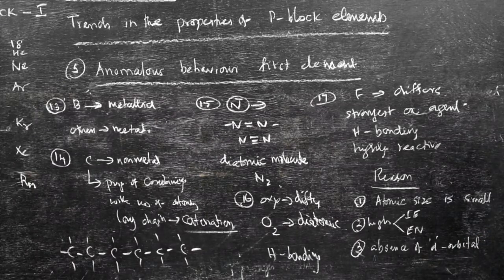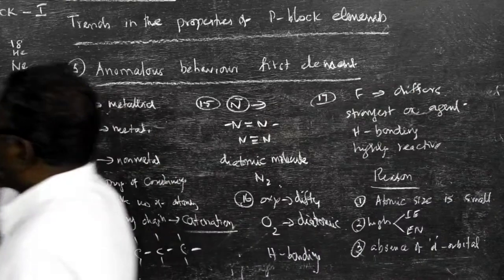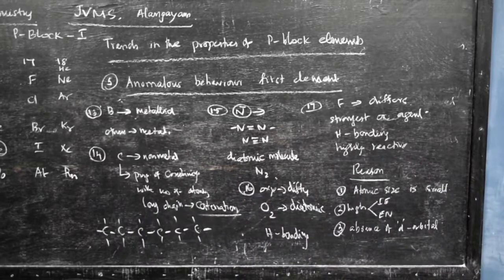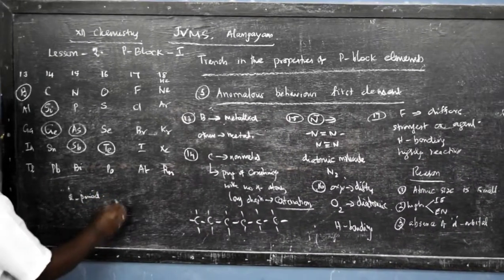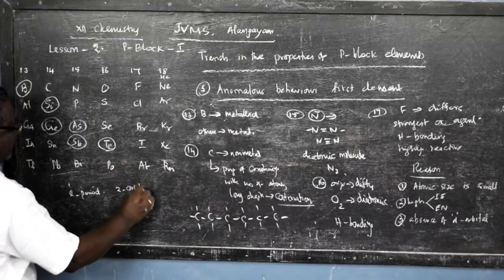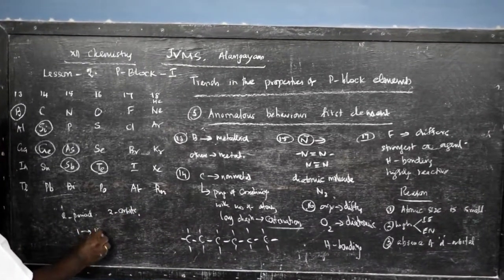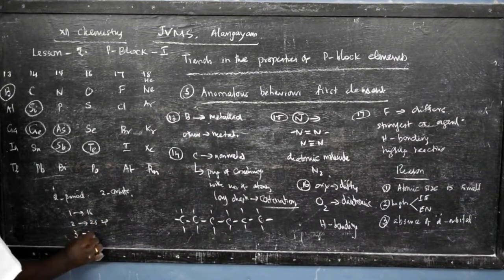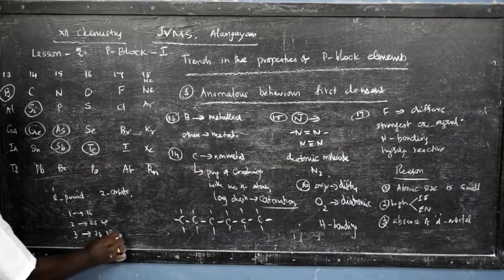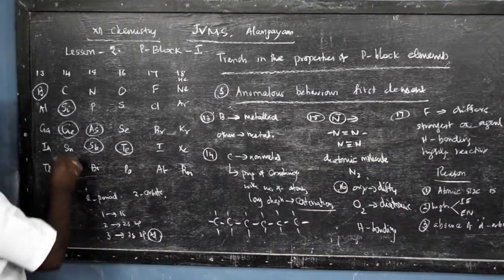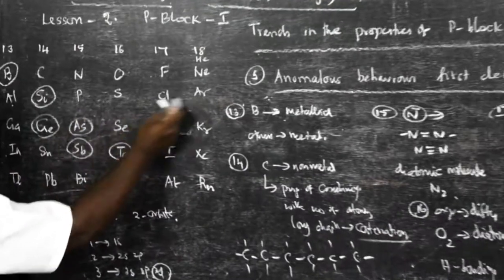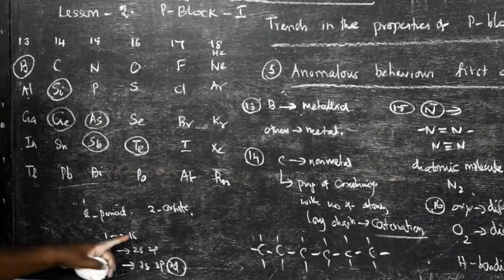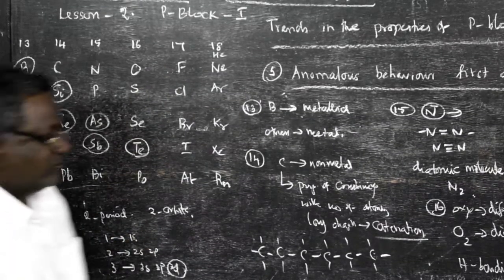Right? Because all the first elements are in the second period. When they are in the second period, they will have only 2 orbits. The first orbit will have 1s. The second orbit will have 2s and 2p. Only when you have 3 orbits will you have 3s, 3p, 3d. So 3d will start coming only from aluminum. In the first line, the elements will have only s orbital and p orbital. There is no d orbital.